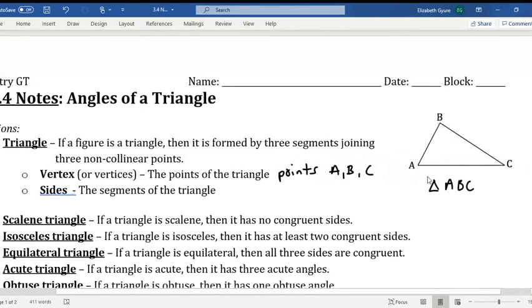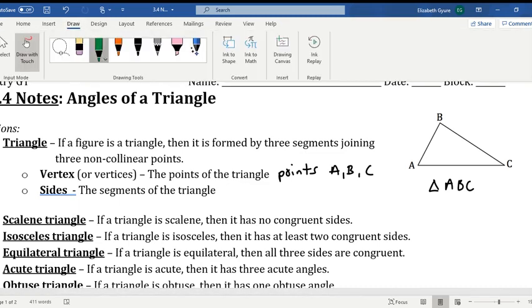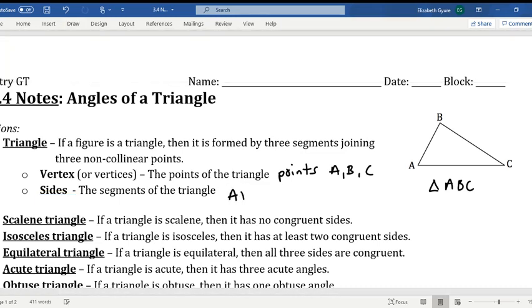The sides are the segments that are connecting. So the sides here would be segment AB. B's and 3's are hard with this stylus. Segment AB, segment BC, and segment AC. Those would be our sides. Okay.